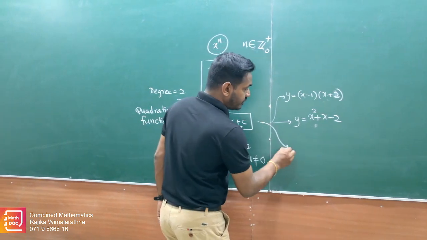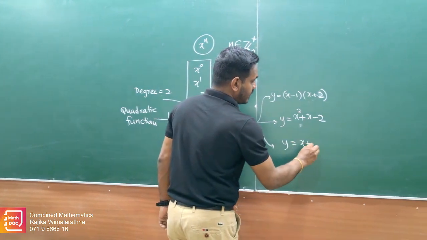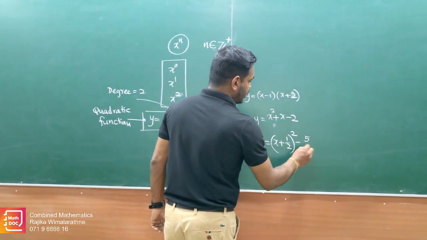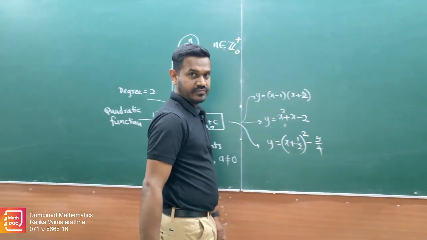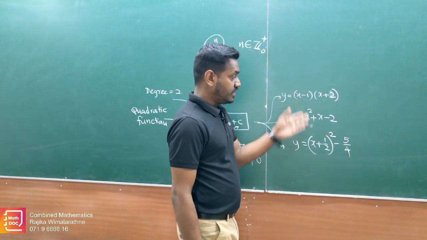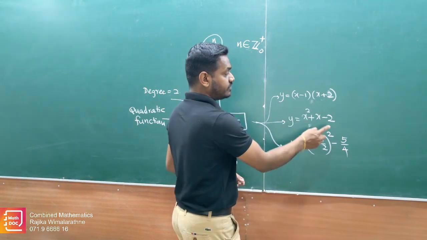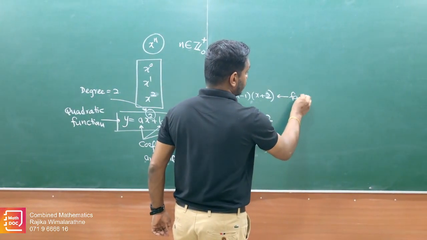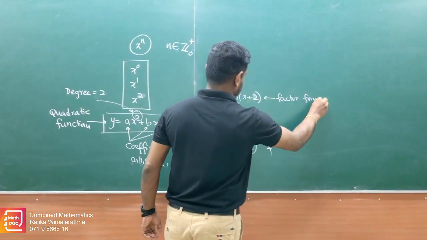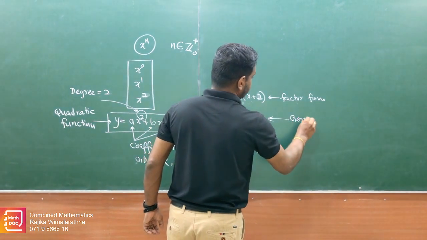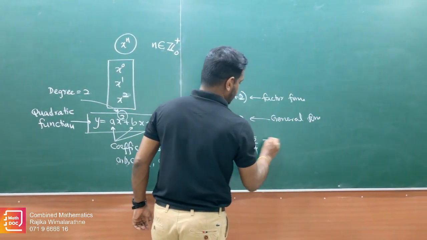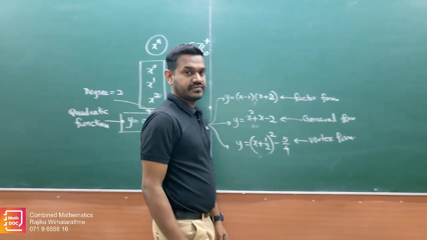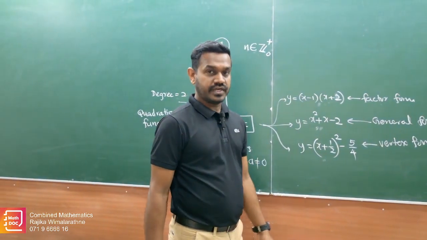And also we have another form, y equals (x plus 1/2) squared minus 9/4. This we call vertex form. All three are the same. Here factor form, here general form, and here vertex form. That is the specialty of the quadratic function.